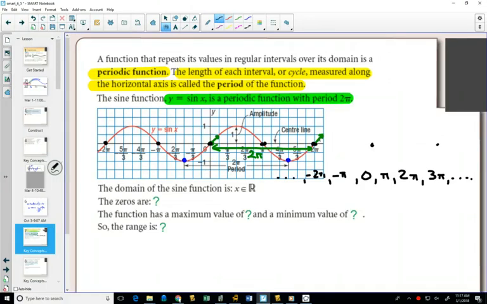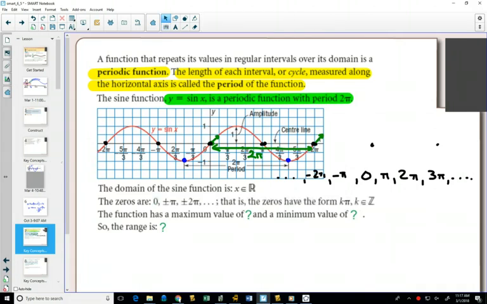How do we write them all? Well, in your textbook, they've written them as 0 plus or minus pi plus or minus 2 pi, just like this. But if we wanted to write them all, we have to use the same formatting that we do for our coterminal angles. We look for a pattern.